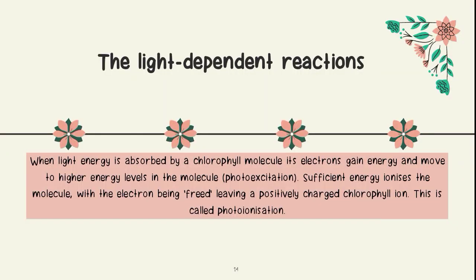Light-dependent reaction. When light energy is absorbed by a chlorophyll molecule, its electrons gain energy and move to higher energy levels in the molecule, or photoexcitation. Sufficient energy ionizes the molecule with the electron being freed, leaving a positively charged chlorophyll ion. This is called photoionization.